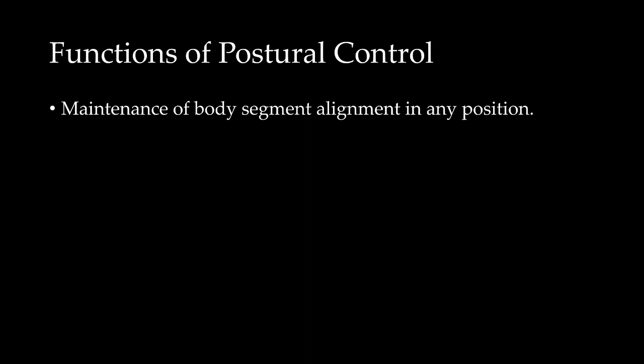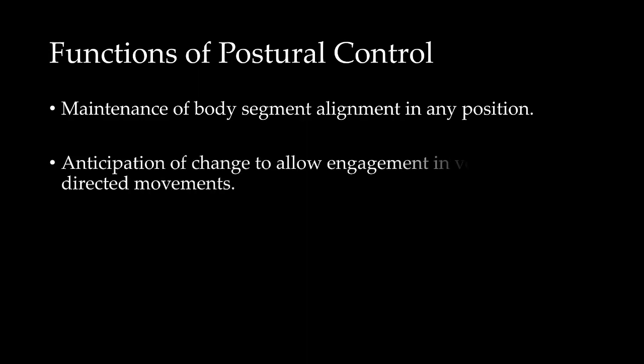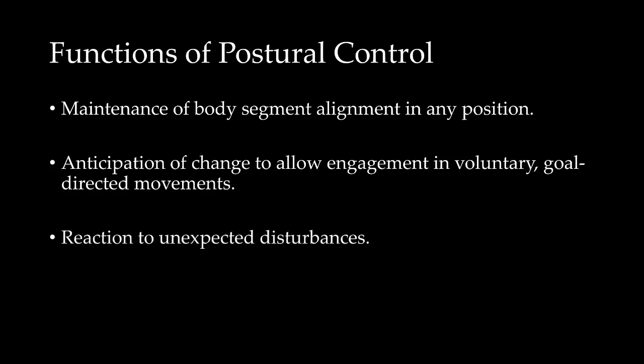There are three functions of postural control. They are to maintain body segment alignment in any position, anticipate changes to allow engagement in voluntary goal-directed movements, and to react to unexpected disturbances. Let's now go over the types of postural control. The first is static. This is keeping the body's center of gravity within the base of support. This happens with quiet standing, sitting, or lying. The focus of this video is on quiet standing.